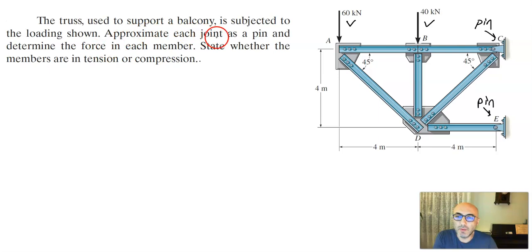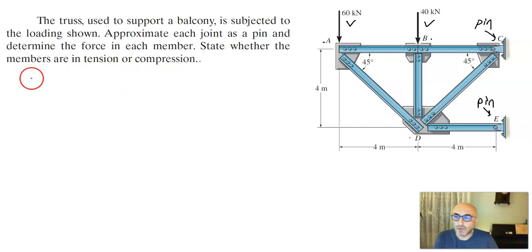Okay, so approximate each joint as a pin. So each of these joints, joint A, joint B, joint D, will be assumed a pin, and determine the force in each member. Members are AD, AB, BD, DC, and DE. State whether the members are in tension or compression.